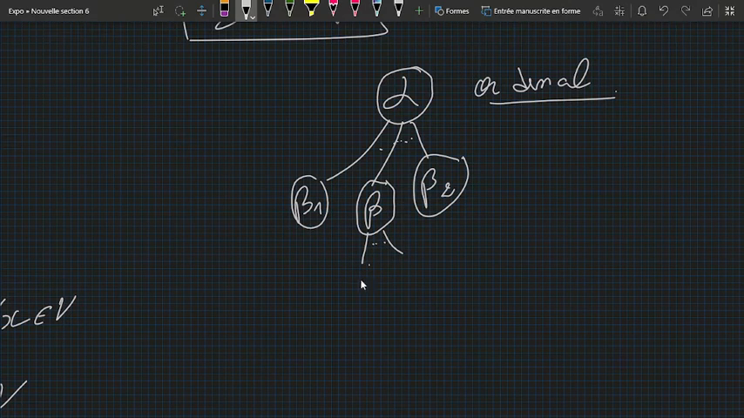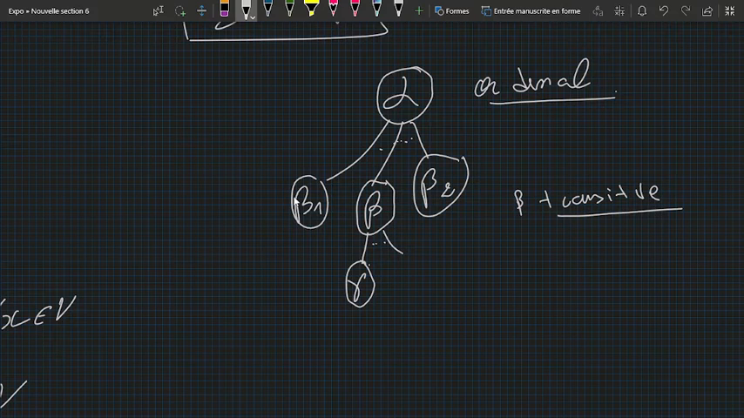For gamma, we must prove that beta is transitive, for a random beta here. And for all gamma, also transitive.